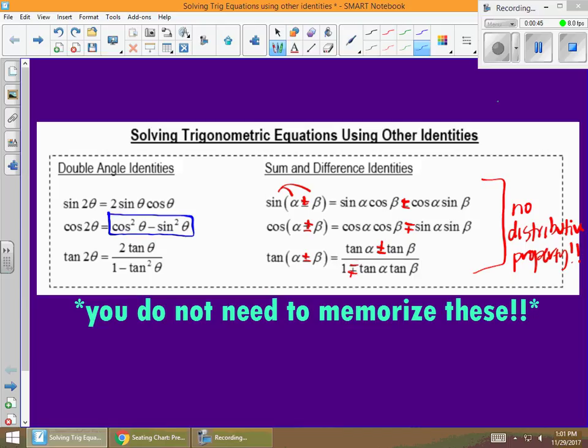We do not need to memorize these. Don't freak out about that. This is all we need: sine squared plus cosine squared equals 1, and the unit circle. That's it. Right? Okay. That's enough.